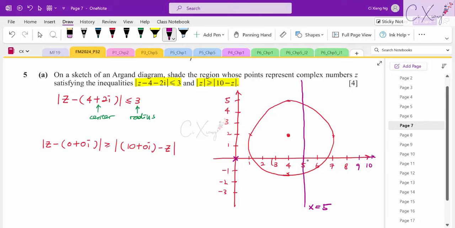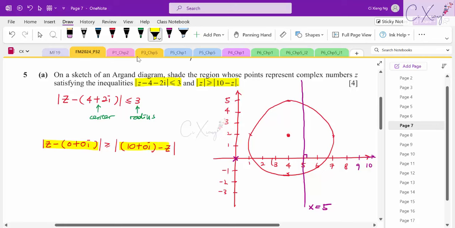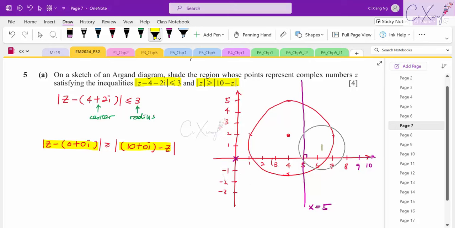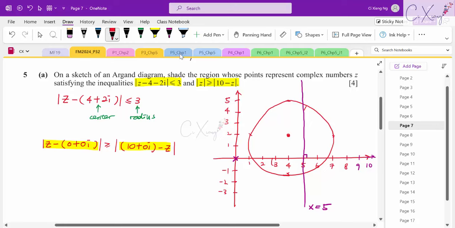This is 90 degrees between the 0, 0 and 10, 0. And from this inequality, you can see that the distance from z to 0, 0 should be less than the distance from z to 10, 0. It means that z should be somewhere closer to 0. Correct or not? So z should be somewhere here. And since we are talking about the area inside the circle, the overlapping of these two areas is the shaded region for this question 5a.